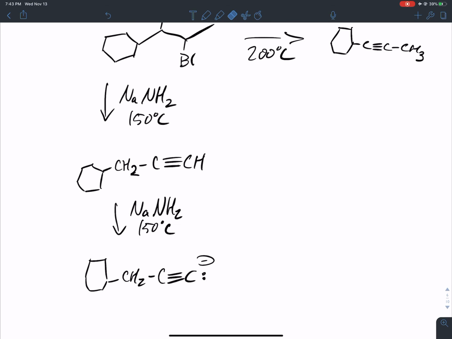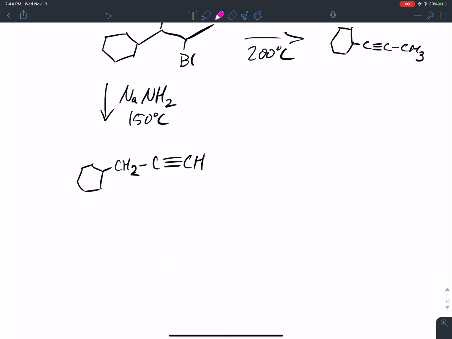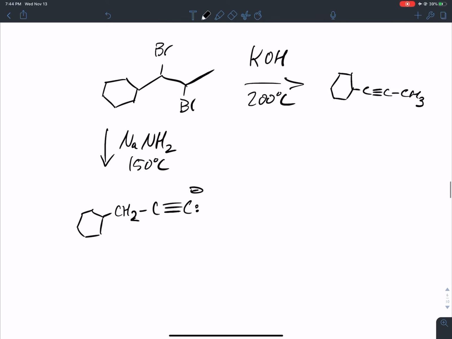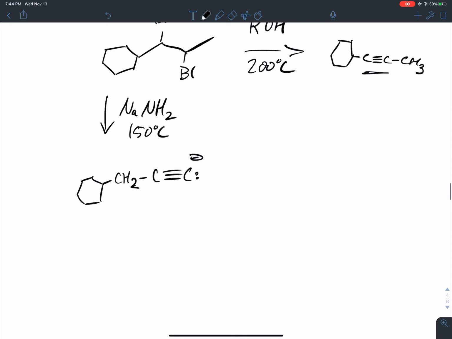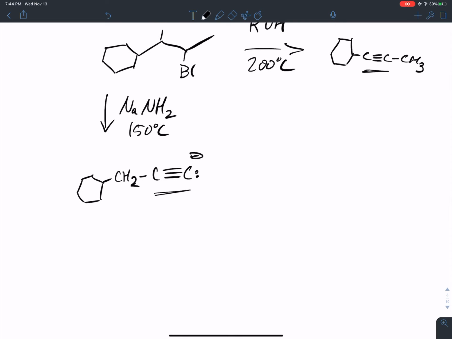You don't need to write both of those consecutively like that. See how I have the first NaNH2 and then the second one? Don't do that. Just write the product of both steps because it happens under the same conditions with the same reagents. So this is going to be followed by a deprotonation. We said that this internal alkyne was more stable, correct? So why would we want this terminal alkyne?